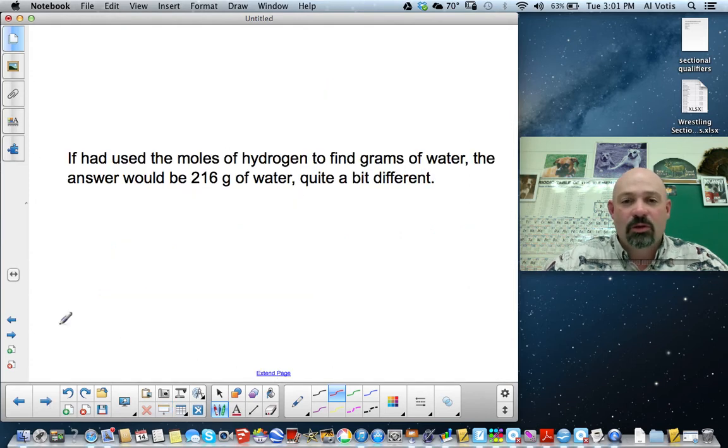Okay, if we had used the moles of hydrogen to find the grams of water, which I'm just going to pick the first one just because it's easier and I know what I'm doing, then we ended up saying that I could have made 216 grams of water. That's a lot different than 38 grams of water and is basically a very wrong answer because the hydrogen is not used up. We have to figure that out.